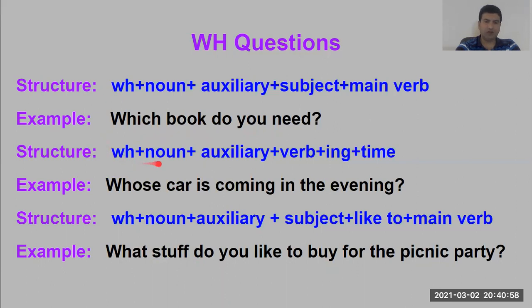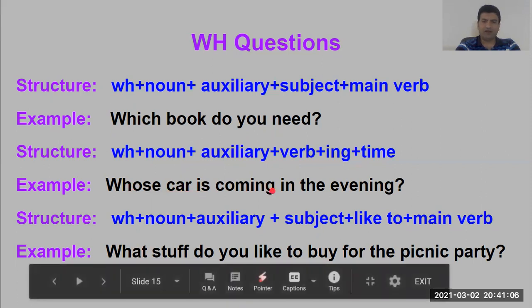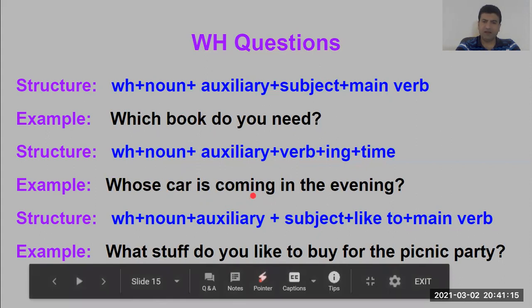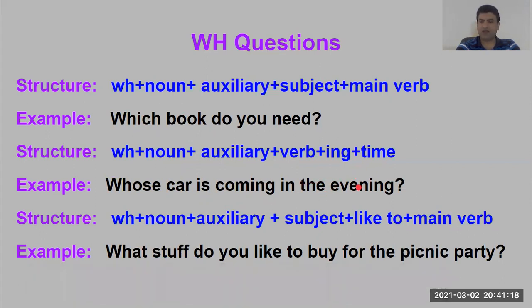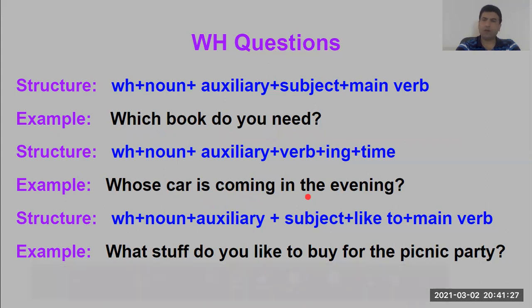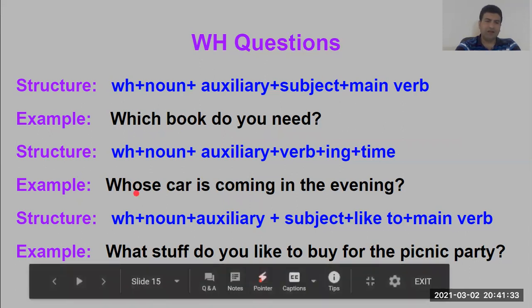Next we have WH question word plus noun plus auxiliary plus verb plus ing plus time. So let's look at this example. Whose car is coming in the evening? Whose is the WH question word. Noun is car. Is is the auxiliary. Verb ing is coming. And time is in the evening. So you can change the time according to your need or requirement. For example, whose car is coming in the morning, in the afternoon, or tomorrow, next week, next month, next year, or whatever.